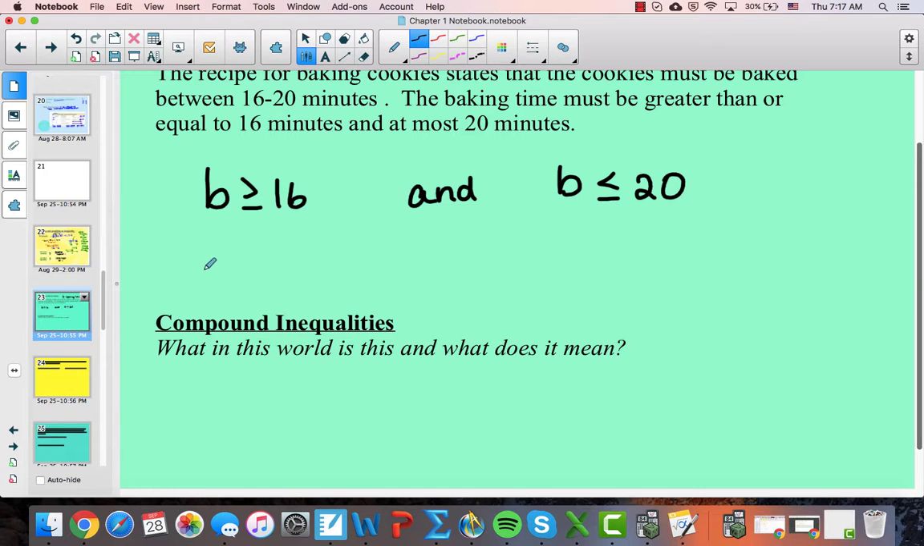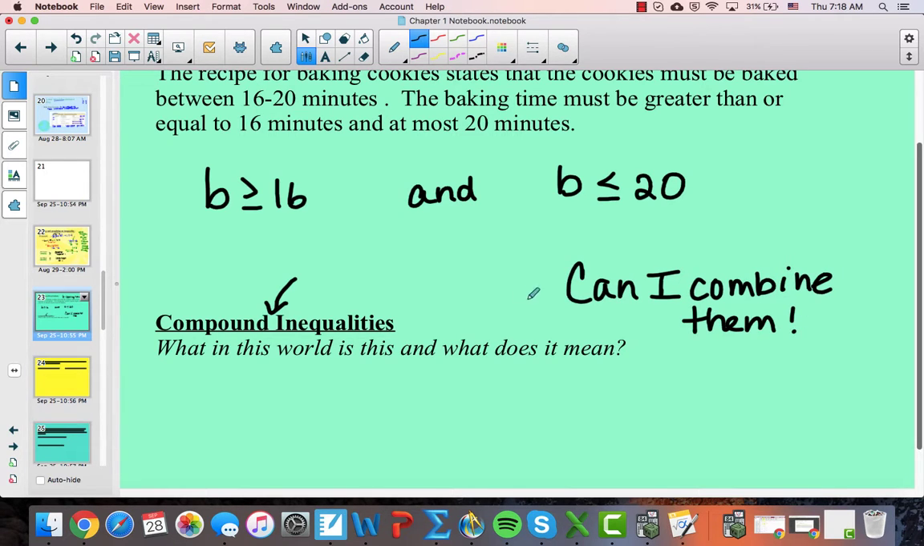So we're going to extend this idea of basic inequalities into something called a compound inequality. I want you to think about B is greater than 16 and B is less than 20. Can I combine them? Well, you can, using something called a compound inequality. What in the world is this and what does it mean? A compound inequality is an inequality that you can write as 2 separate inequalities or as one inequality. For example, this I call an and inequality because there are 2 different things that have to happen. It has to be B is greater than 16 and B is less than 20.